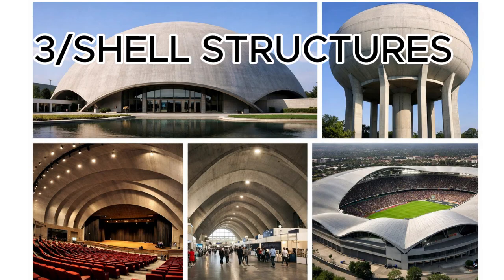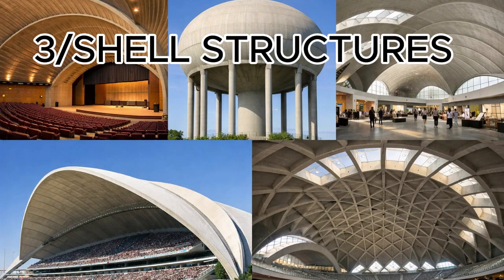Next, we have shell structures. Shell structures are thin, curved surfaces that carry loads mainly through their shape. Instead of relying on thickness or heavy materials, shell structures use curvature to distribute loads efficiently. Because of this, shell structures can cover large areas using very little material. This makes them both economical and visually attractive. Shell structures are commonly made from reinforced concrete and are used in domes, water tanks, auditoriums, exhibition halls, and stadium roofs.